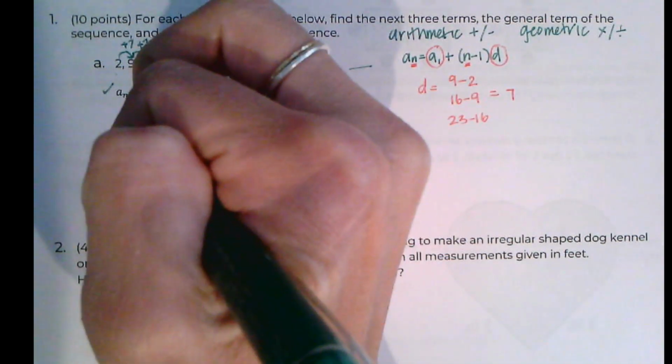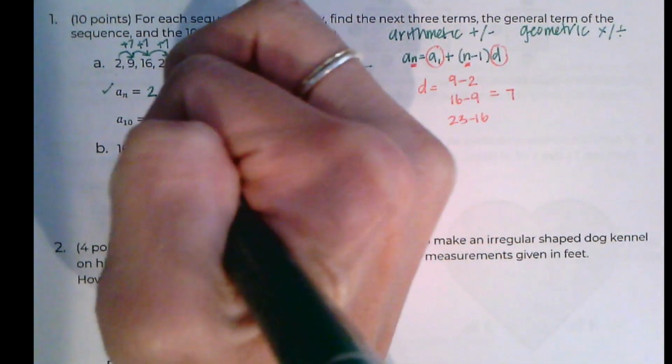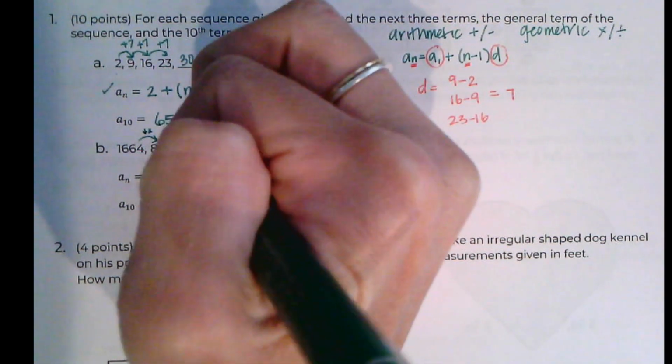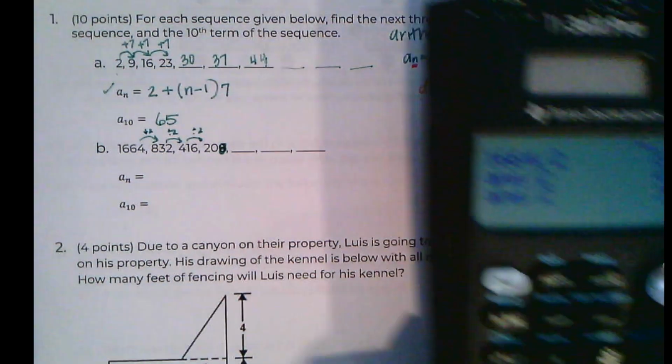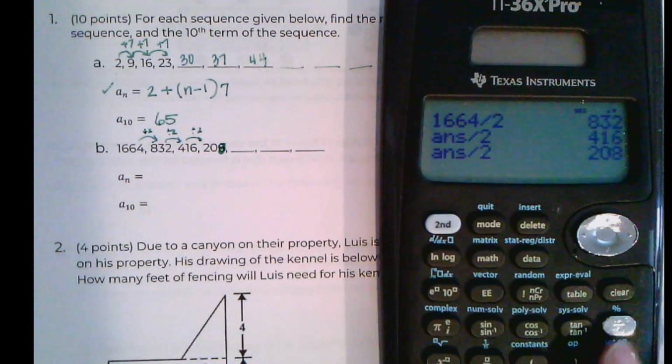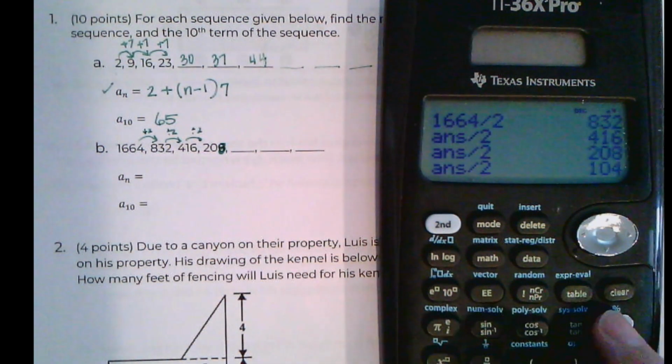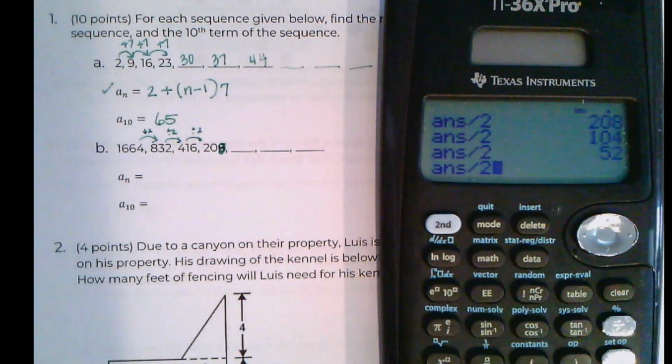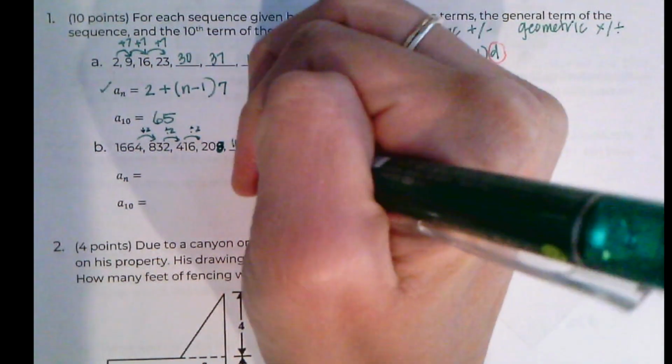So we can follow this pattern, dividing by 2, to find the next three terms. So I'm just going to take my calculator, divide by 2 again, divide by 2 again, and one more time: 104, 52, and 26.